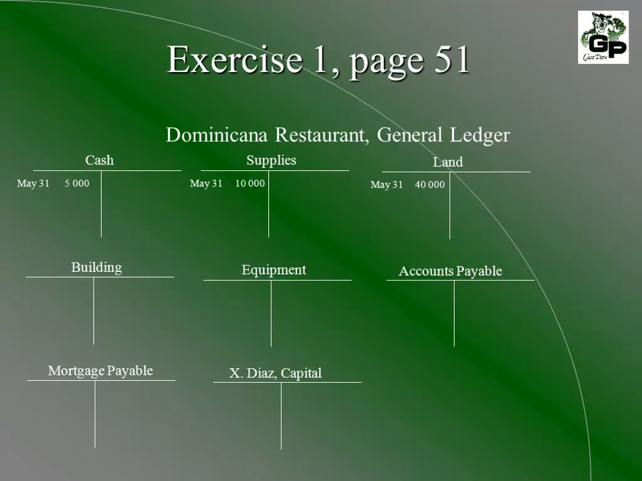Land is $40,000 debit. The building is $200,000 on the debit side. Equipment $50,000 on the debit side. Accounts payable, because this is a liability account and liabilities generally have a credit balance, we put this amount along with the date on the credit side. So May 31st, the balance for accounts payable is $16,000. Mortgage payable, the balance is $84,000. And the capital account, it's an equity account, the balances there are always on the credit side, $205,000.